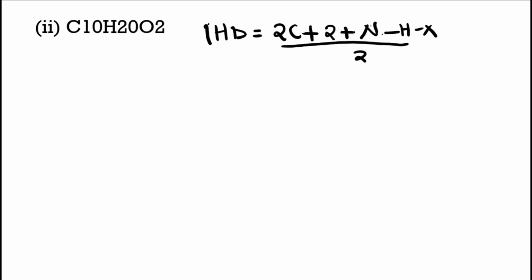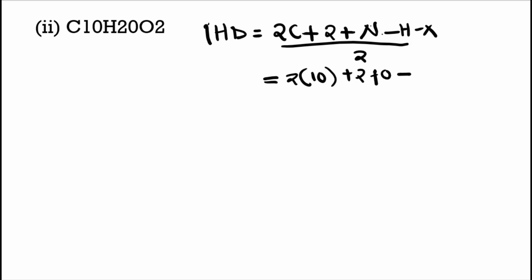The IHD. So the IHD for this one is going to be, we know that it's 2 times the number of carbons plus 2 plus nitrogen minus hydrogen minus the halogens over 2. So we calculate the IHD for this. They are 10 carbons plus 2. We don't have any nitrogens, so this is a 0 here.